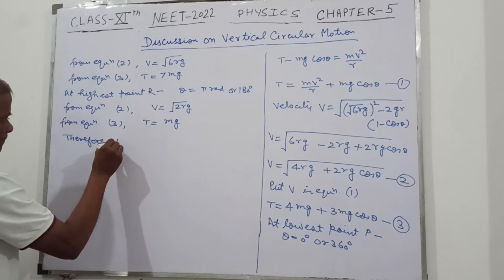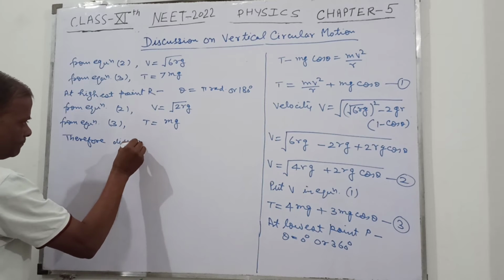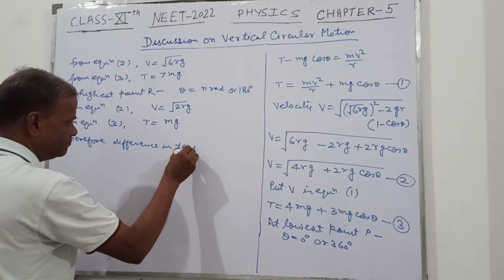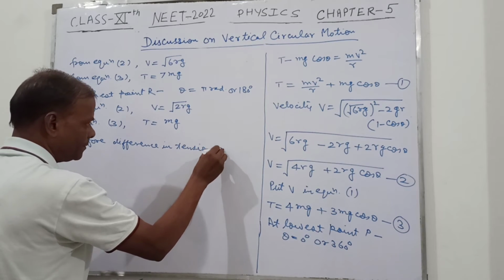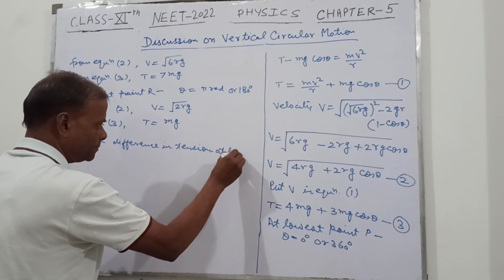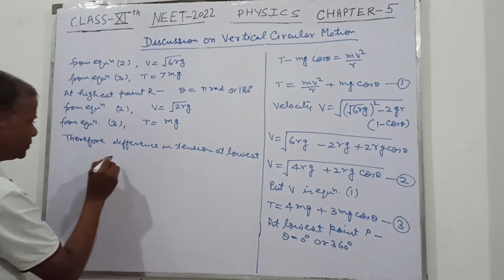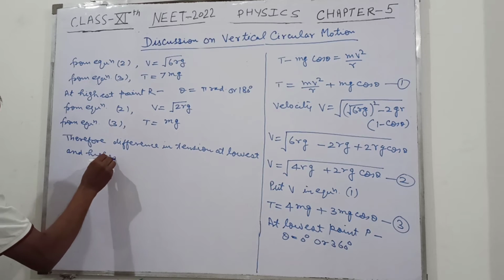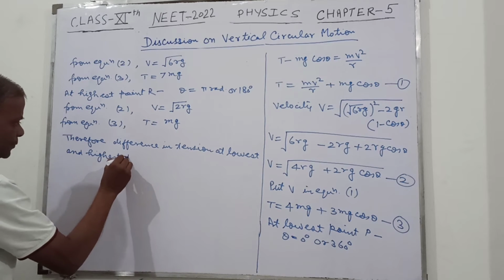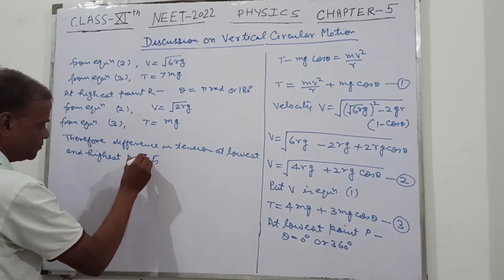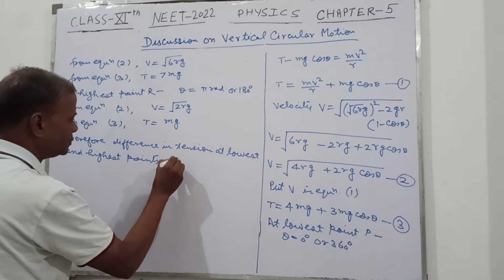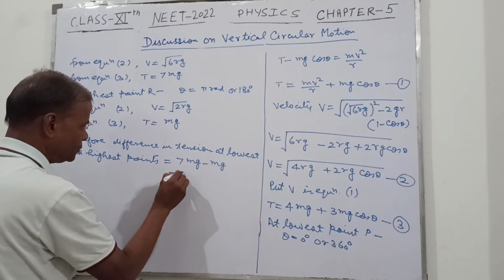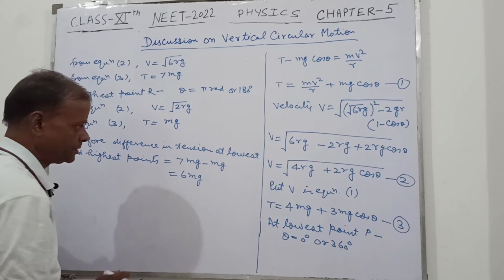Therefore, the difference in tension at the lowest and highest points is equal to 7 mg minus mg, so this is equal to 6 mg.